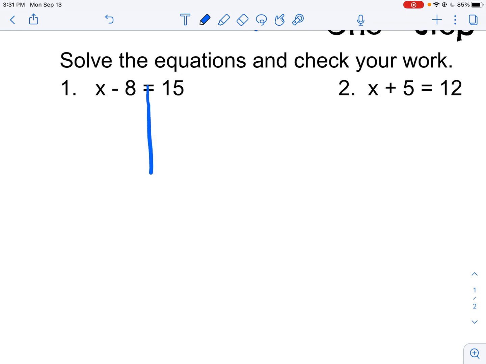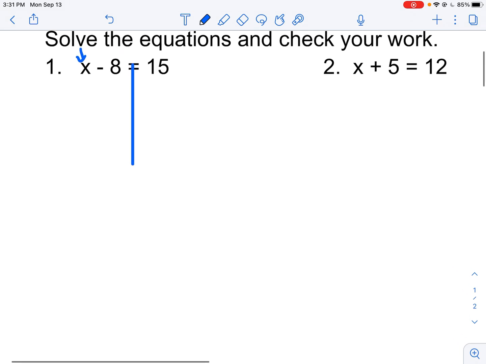If I look at this, first thing I want to do is I'm going to draw a little line here. I want to get X all by itself, but right now it has minus 8, or subtracting 8. The inverse operation for that would be that I would add 8 to both sides of the equal sign. Whatever I do to one side, I must do the other side. This canceled out. That became 0 equals 23.